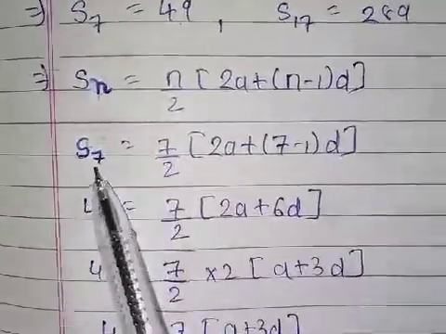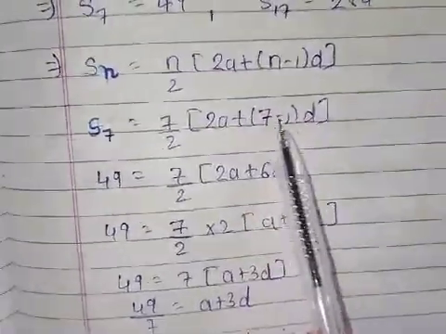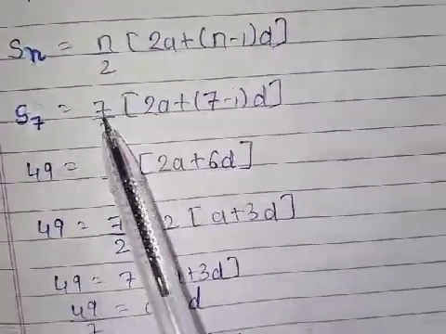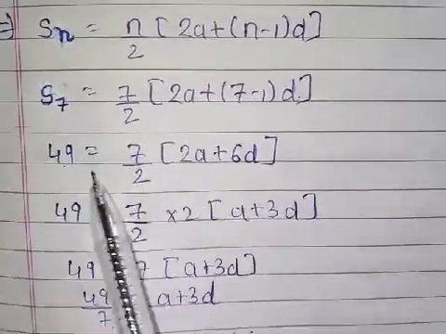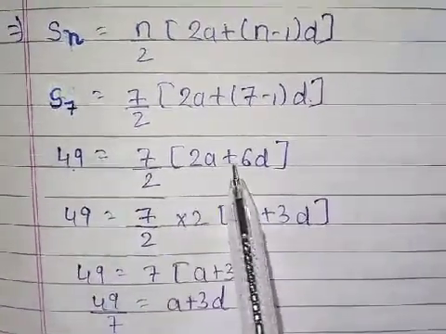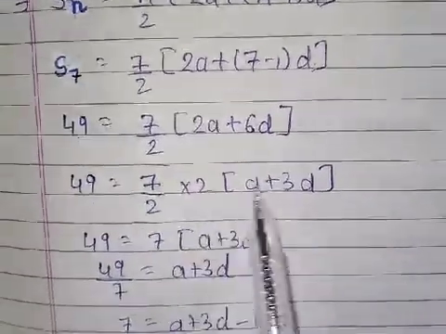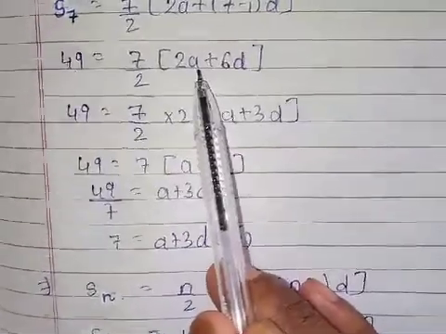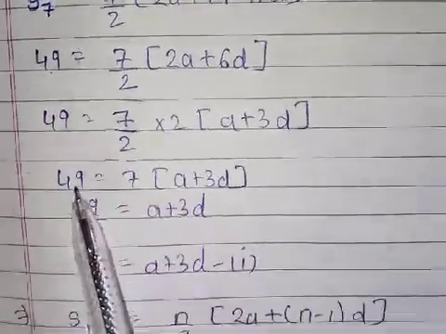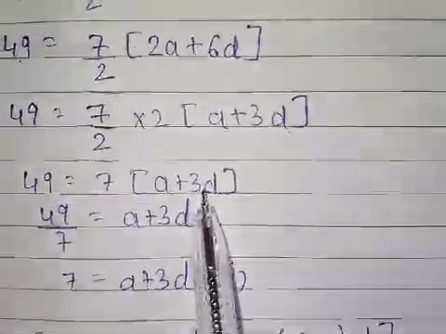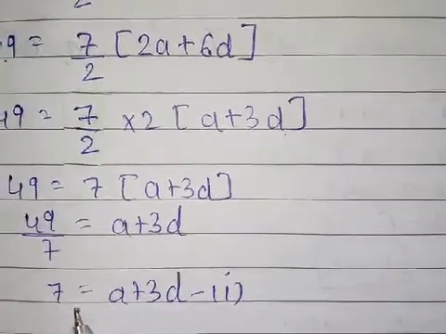We are finding S7. S7 is equal to 7 by 2 (2a plus (7 minus 1) into D). 7 minus 1 into D is 6D. S7 is given as 49. So 49 is equal to 7 by 2 (2a plus 6D). Take 2 common from this bracket, so 2 and 2 will cancel out, leaving a plus 3D. So 49 is equal to 7 into (a plus 3D). The relation of 7 and (a plus 3D) is multiplication, so it will be divided. So 7 is equal to a plus 3D.